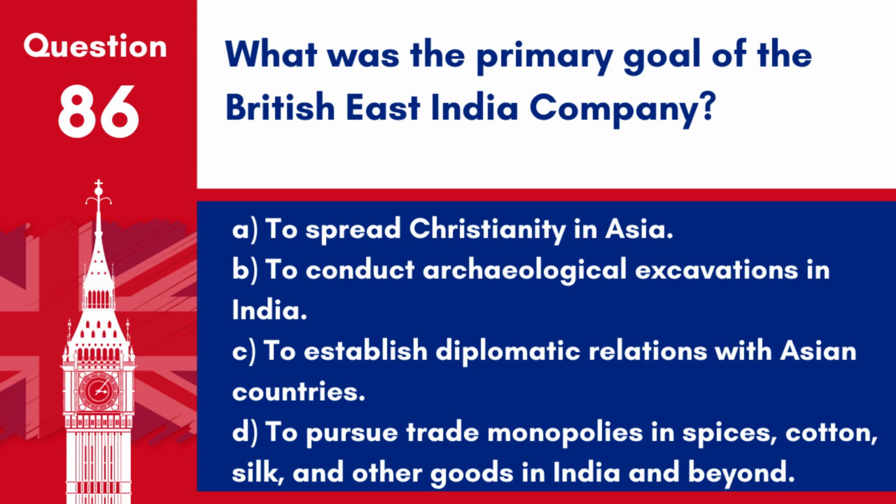Answer: D. To pursue trade monopolies in spices, cotton, silk, and other goods in India and beyond. The British East India Company was established to expand British trade in the East Indies and India, eventually playing a key role in British imperialism in the region.